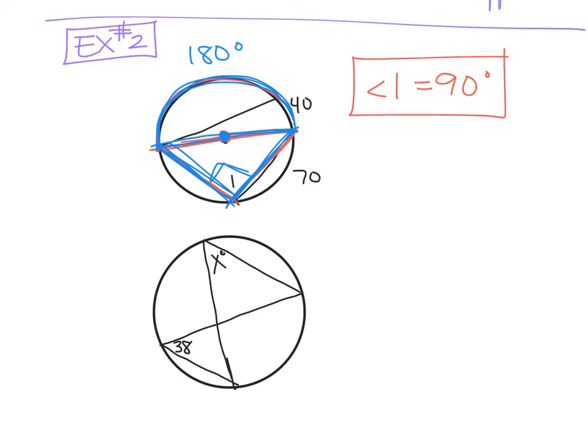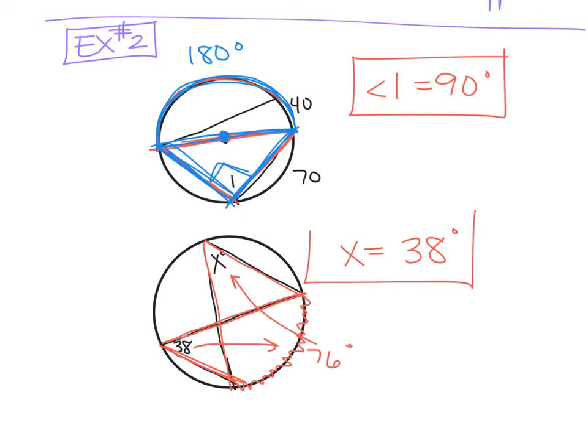So 38 here opens up to this arc. Okay? Well, x opens up to that same arc. And the corollary says if they open to the same arc, they are the same measure, right? If you did the work of it, this arc would be 76 degrees. Cut that in half to get x, and x is 38. But the point is, you don't have to do the work, right? You know that if they open to the same arc, they are the same number of degrees. Okay?